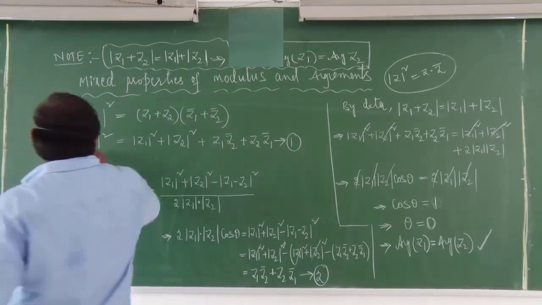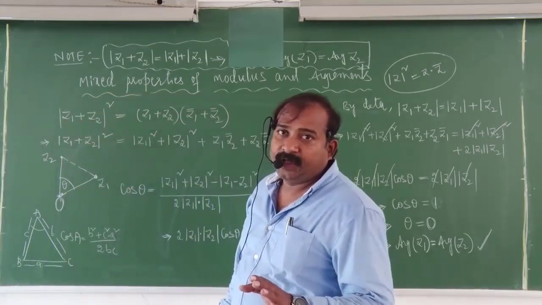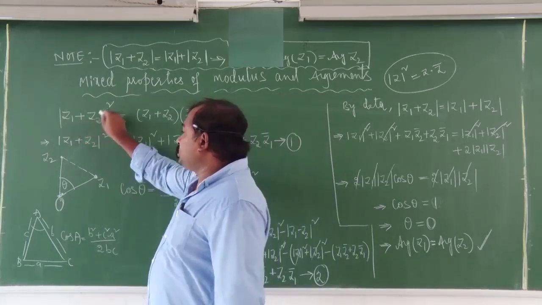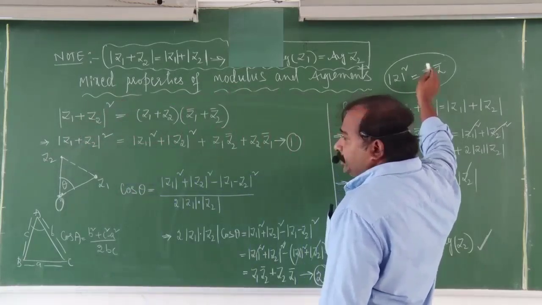Once again I will explain. Listen. Modulus of Z1 plus Z2 whole square. First I will calculate that value. So modulus of Z1 plus Z2 square, according to the property mod Z square equals Z into Z conjugate.